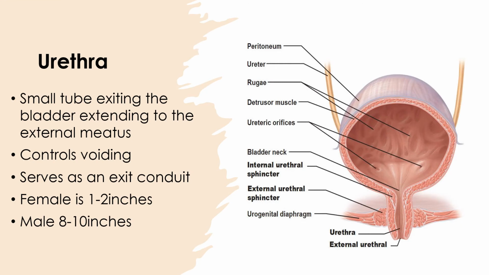And then moving on to the urethra. So that's the exit tube. It's a small tube exiting the bladder, extending out to the external meatus. And that actually helps us control voiding. It serves as an exit conduit. The female urethra is about 1 to 2 inches in length. Male is about 8 to 10 inches in length.